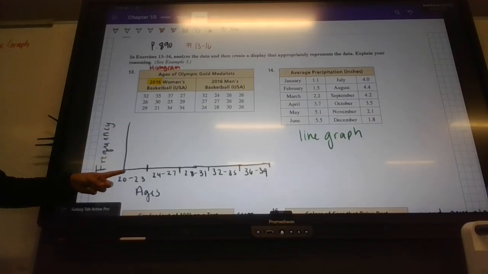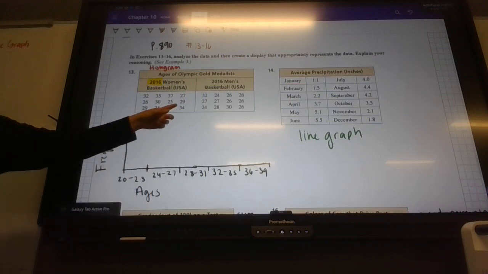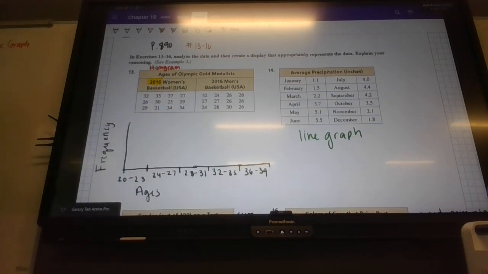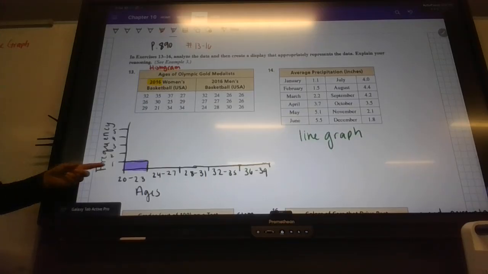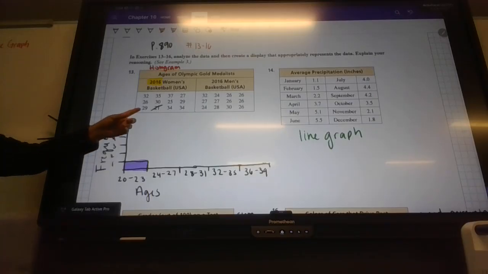All right, so now we're going to say, well, how many people were getting Olympic gold medals between 20 and 23? There was only one. I wonder what the highest is. Probably 5. We're going to go with 1, 2, 3, 4, 5. Hope that's good. Only one person in this age range, so just a short little bar. And then in my data, I'm going to go ahead and cross out 21 because I have it in there.